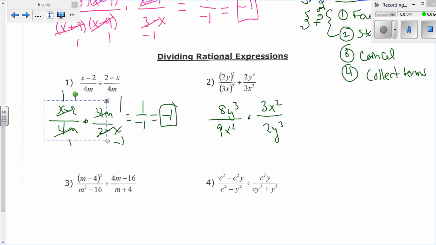Then I just start to cancel. Y cubed cancels with a y cubed. X squared cancels with an x squared. 2 goes into 4 8 times. 3 goes into 9 3 times. So I am left with just 4 times 1 times 1 times 1, so 4, and just 3 on the bottom in the denominator, so I have 4/3 for my final answer.